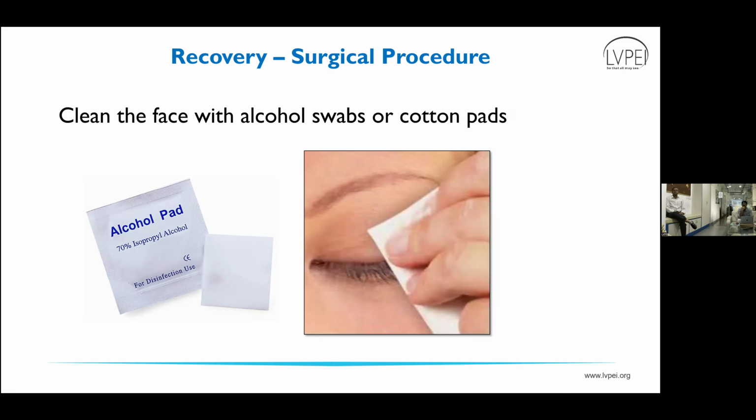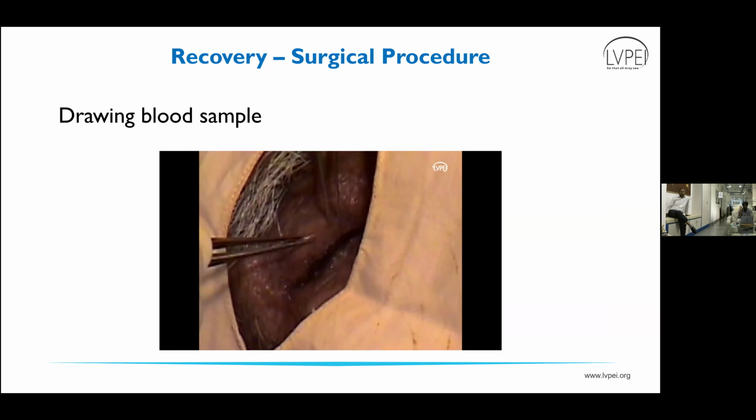Once you are done with placing the conformer, you have to clean the entire face, because we have done painting with povidone, right? So we have to clean all the povidone marks on the face with an alcohol pad, and over the body, before handing over to the donor family. And once the face is cleaned, then we have to draw the blood sample from the deceased, right?